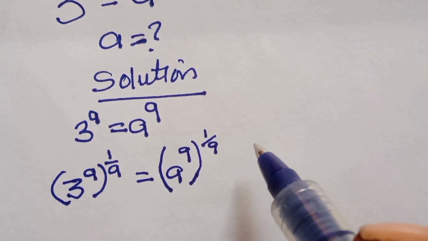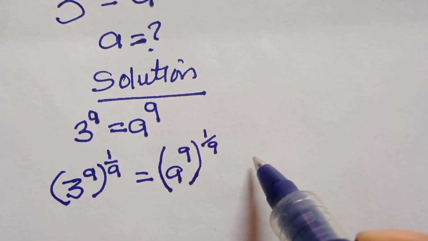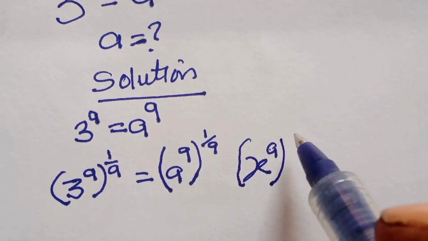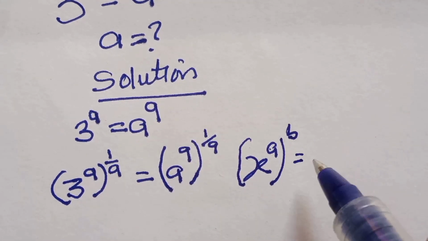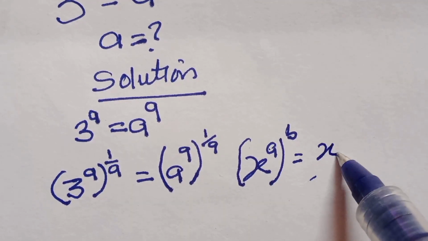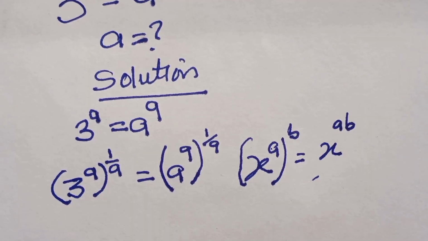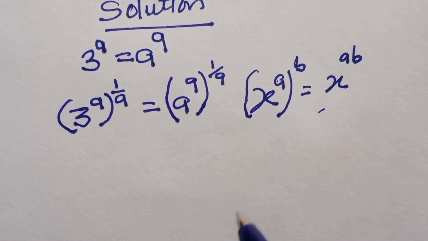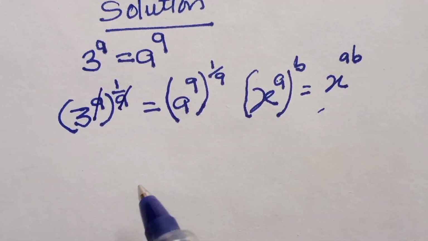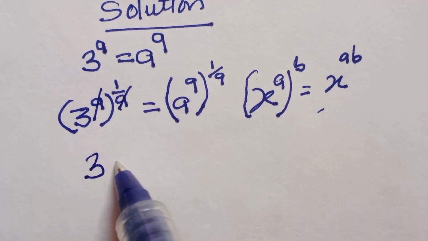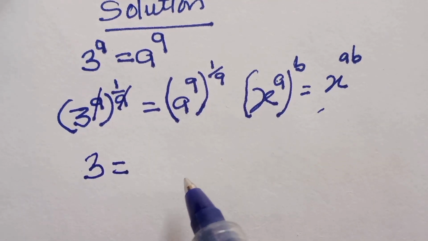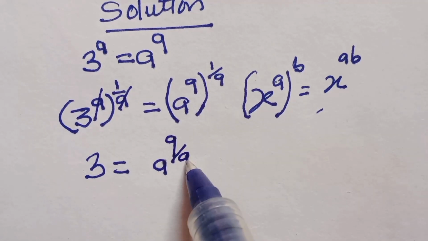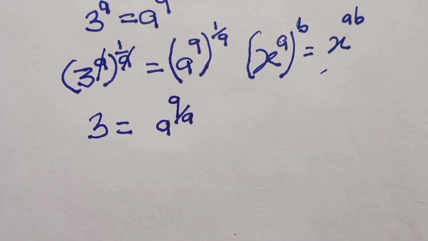And don't forget, if you have x raised power a, everything raised power b, simply means x raised power ab. So from here, this a we cancel out this a, so we are left with 3 is equal to a raised power 9 divided by a.